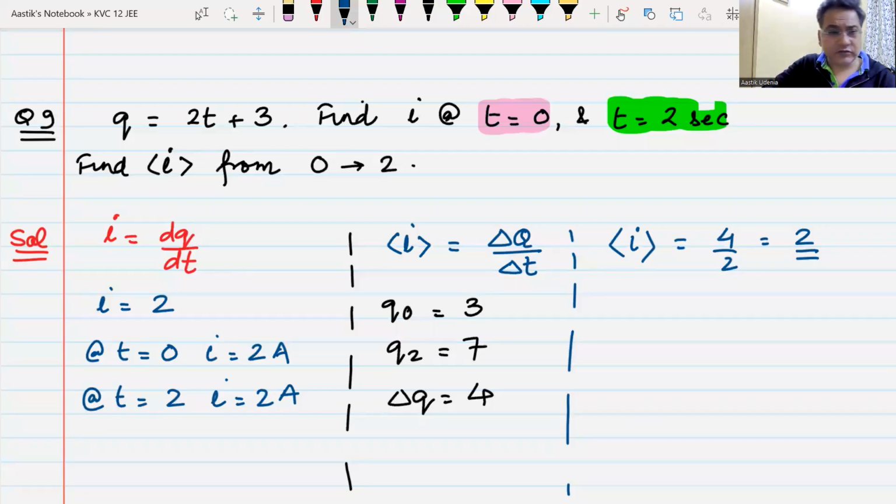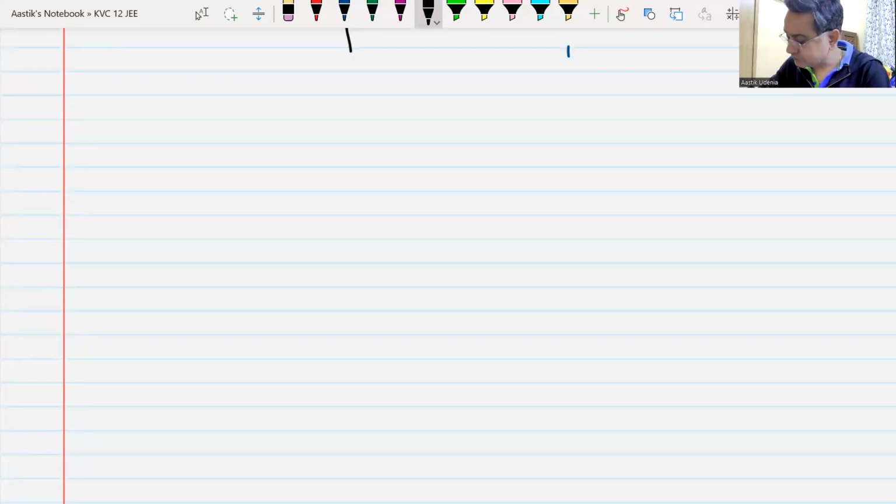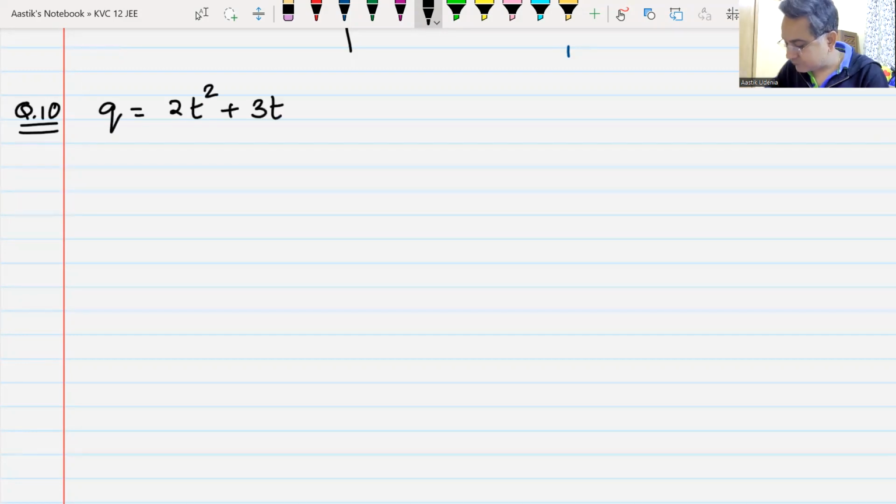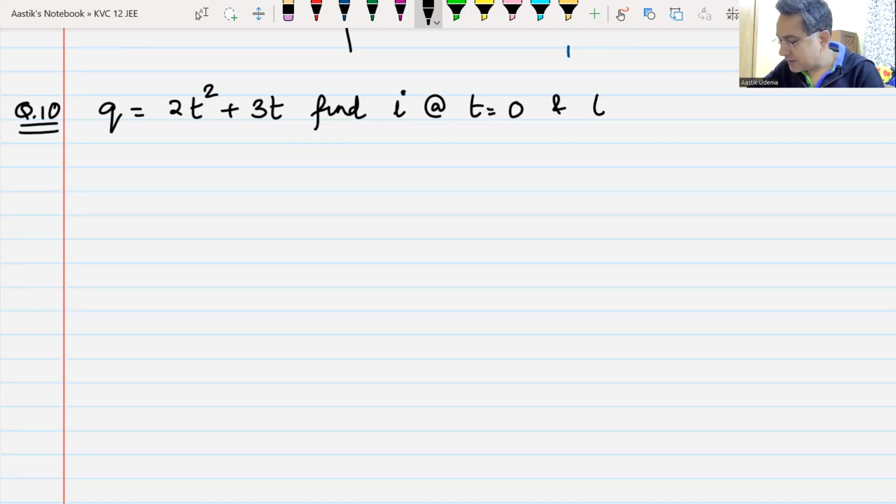If you've noted this down, let us now move ahead and I'll give you one more for you to understand the difference between different questions. And here comes the next question. Question number 10. Charge as a function of time is given as 2t square plus 3t. I've just changed something. Find current at t is equal to 0 and t is equal to 2 seconds.